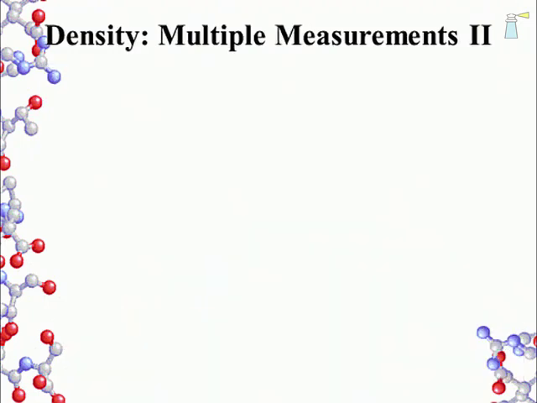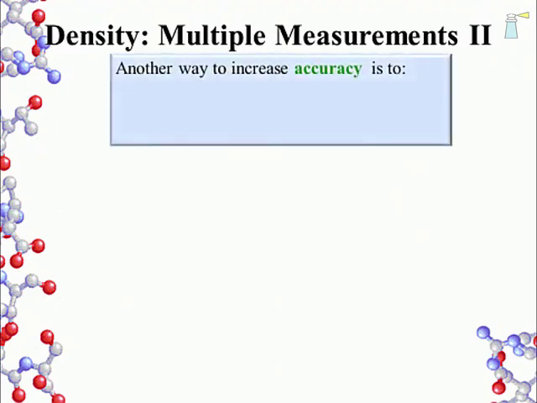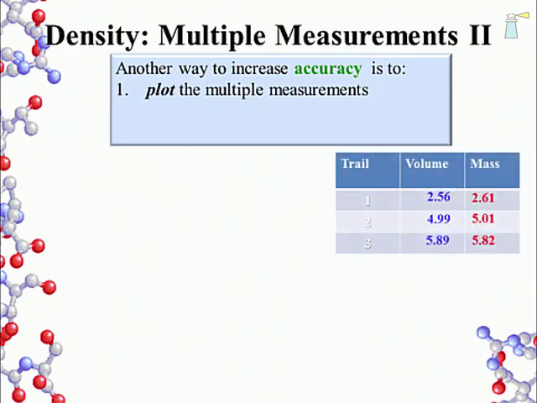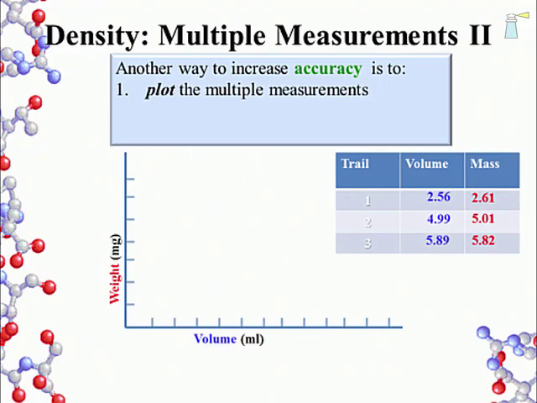Density, multiple measurements, part 2. Another way of using multiple measurements to increase accuracy is to, one, plot the multiple measurements as points. We'll use the same set of data in this process. Plotting is a necessary ability to do well in science.